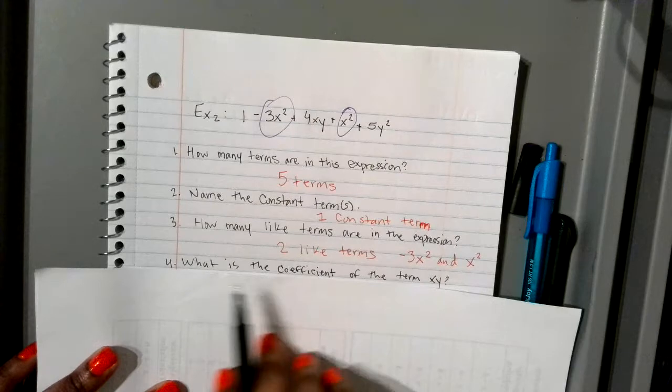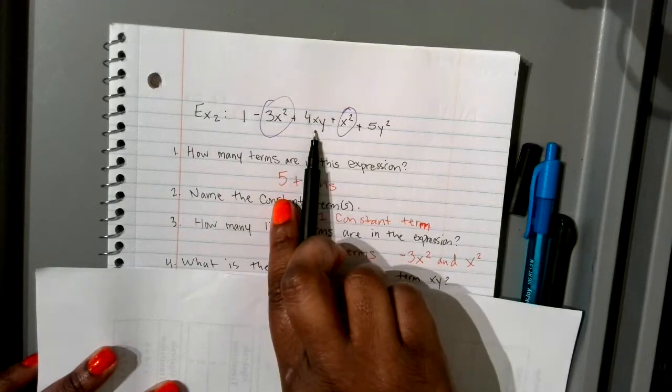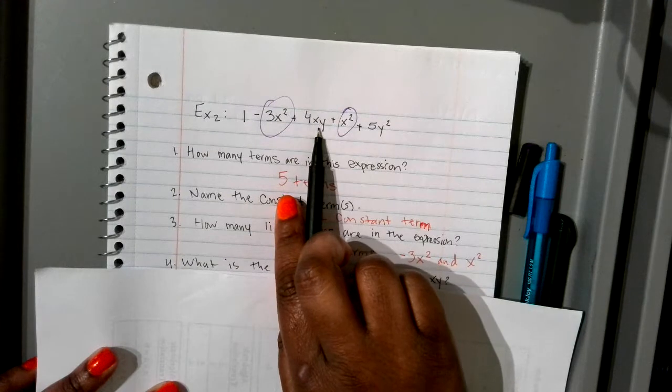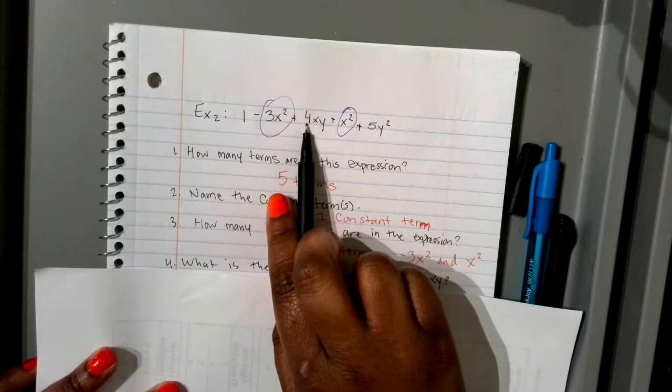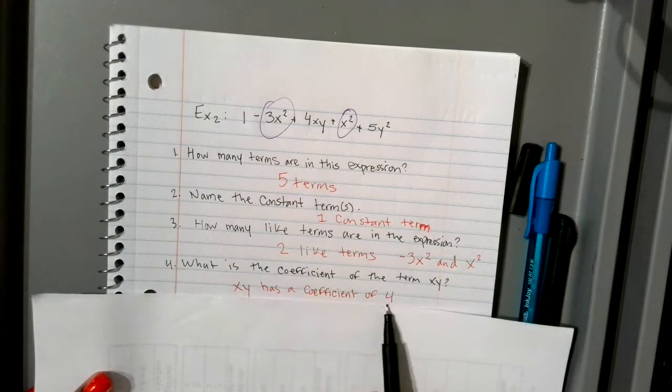Next question. What is the coefficient of the term xy? So let's look at xy. The coefficient is always the number in front of the variables, and that number is 4. So the coefficient of xy is 4.